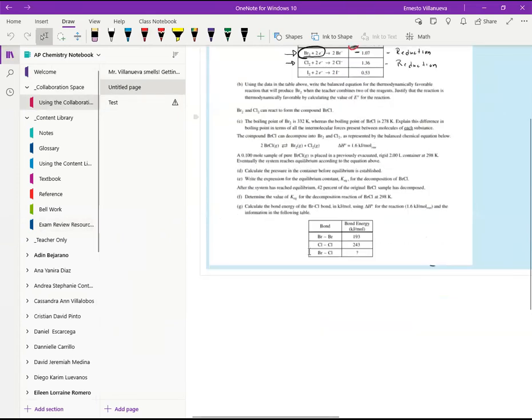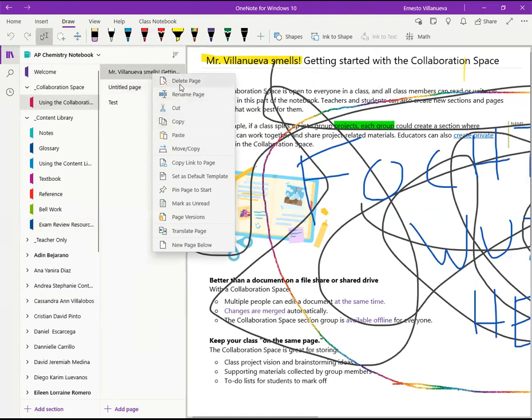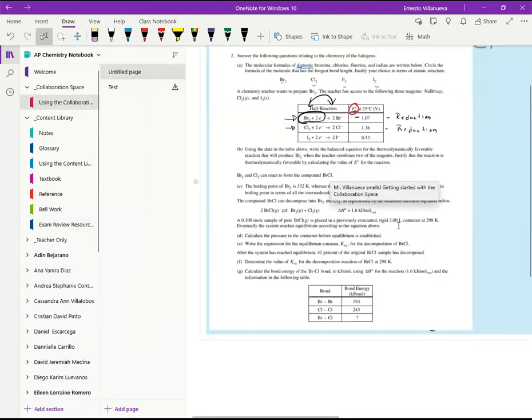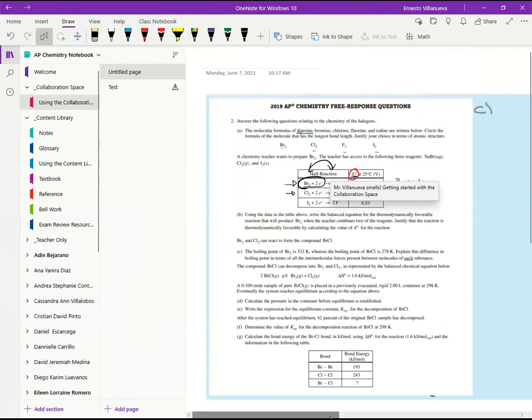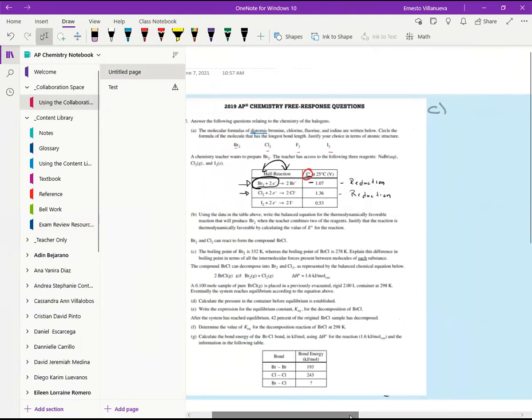Let me delete this real quick. All right, here's what we have. It says the boiling point of Br2 is 332 Kelvin, whereas bromine monochloride is 278 Kelvin. Explain the difference in the boiling point in terms of all intermolecular forces between the molecules of each substance.